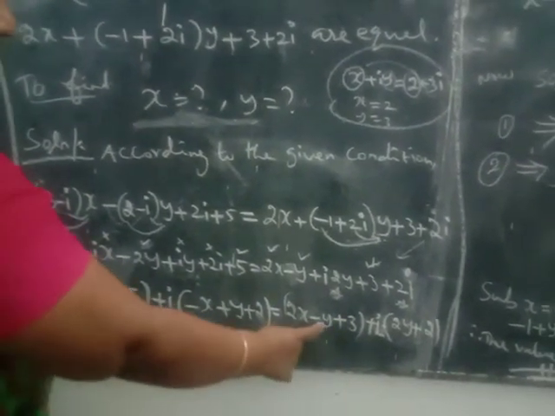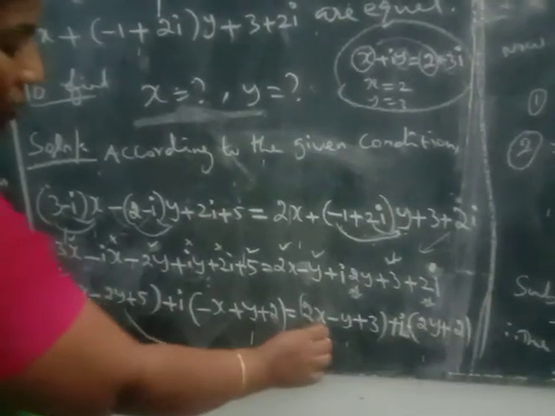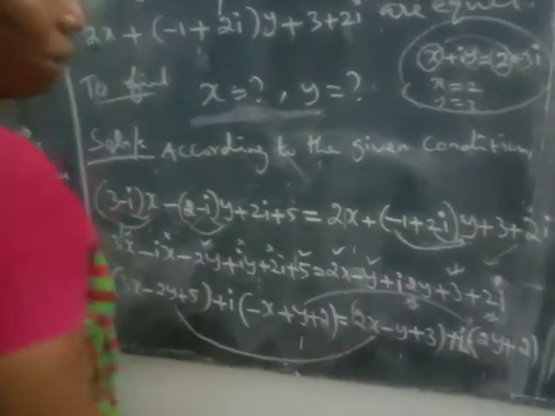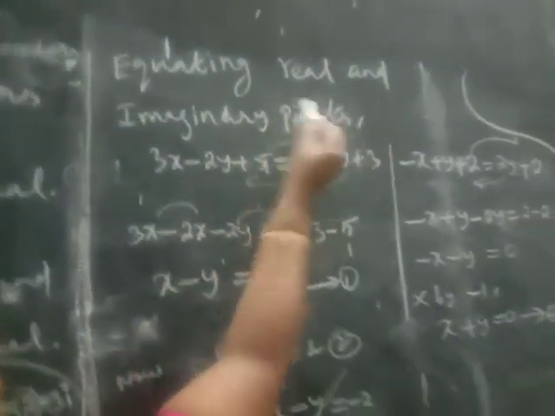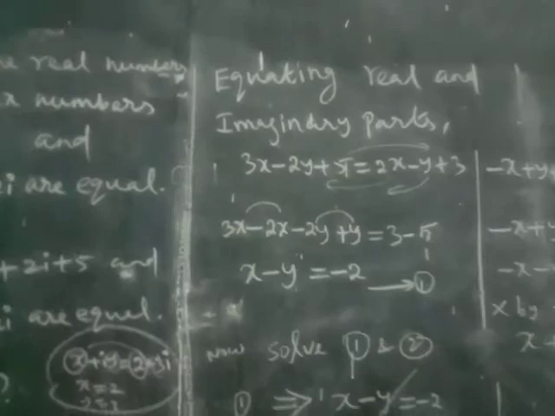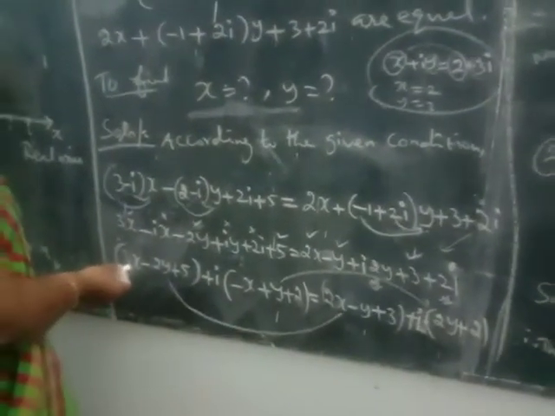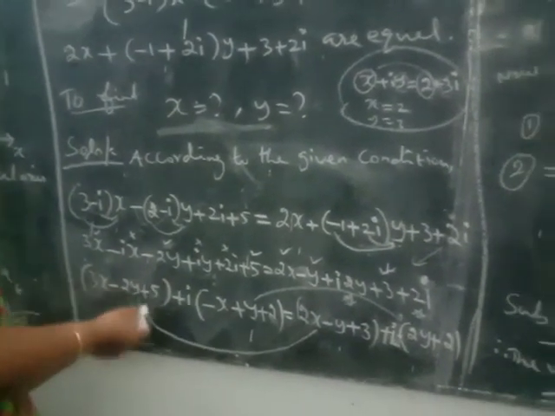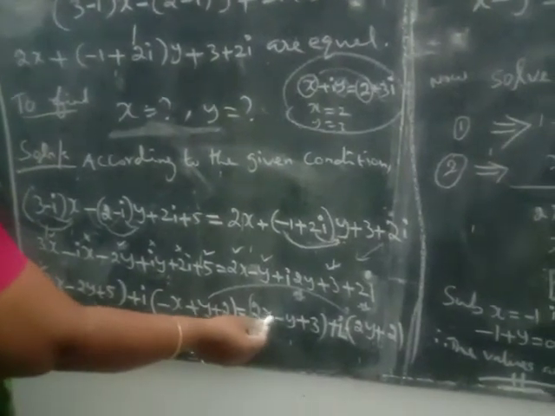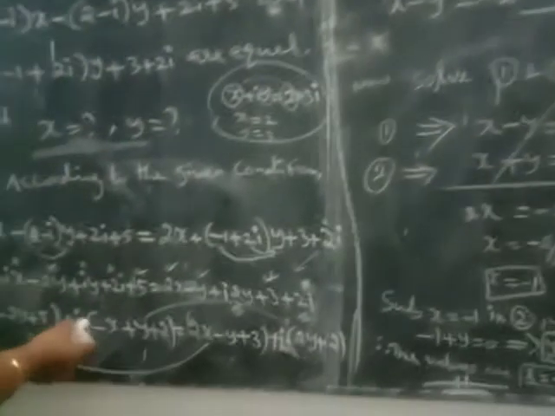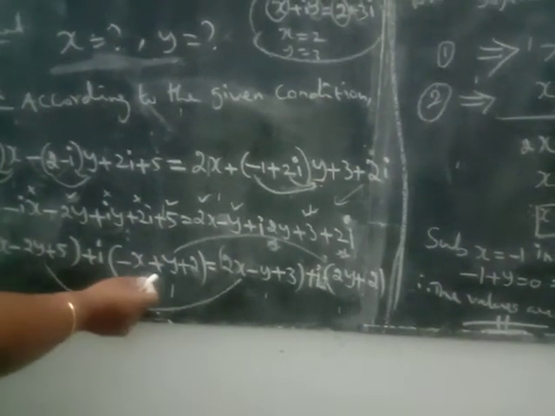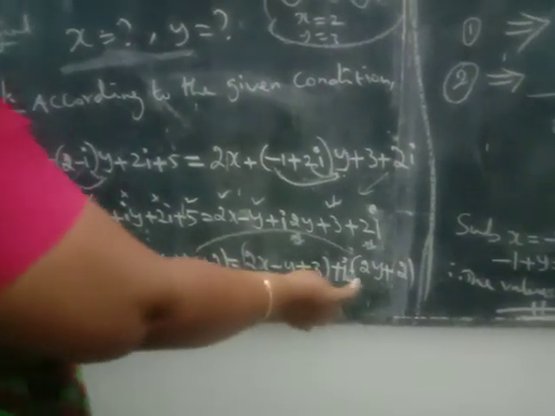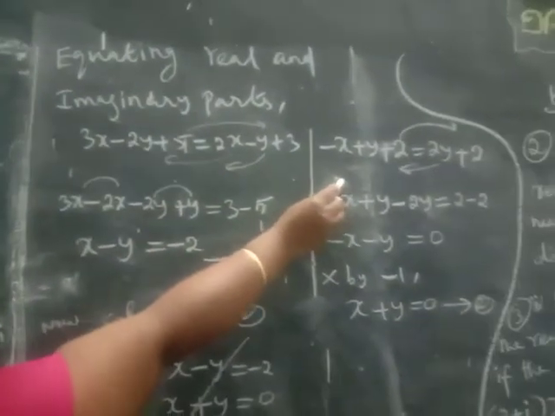So two complex numbers are equal means corresponding real parts are equal, corresponding imaginary parts are equal. Now we are equating real and imaginary parts. What is the real part? 3x minus 2y plus 5. Real part of this is 2x minus y plus 3. Just equate. What is the imaginary part here? Imaginary part: minus x plus y plus 2. Here 2y plus 2. So just equating the imaginary part.